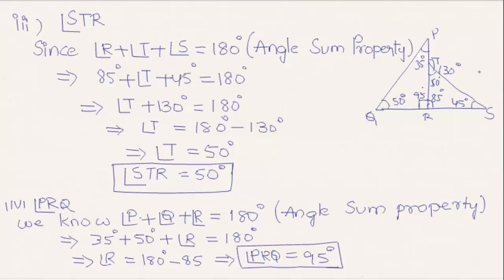So we can conclude this by saying angle PRS is equal to 85 degrees, angle PTS is equal to 130 degrees, angle STR is equal to 50 degrees, and angle PRQ is equal to 95 degrees.